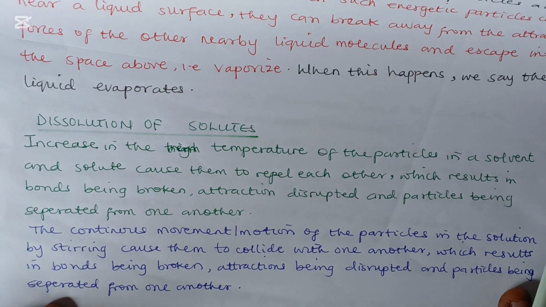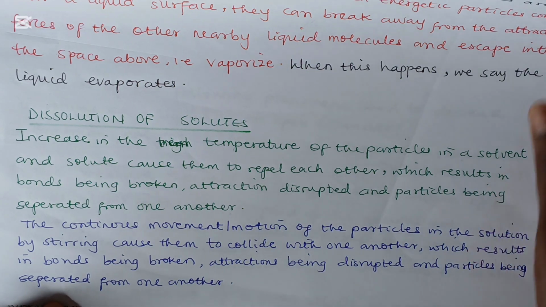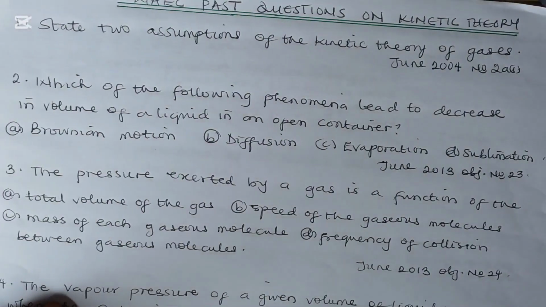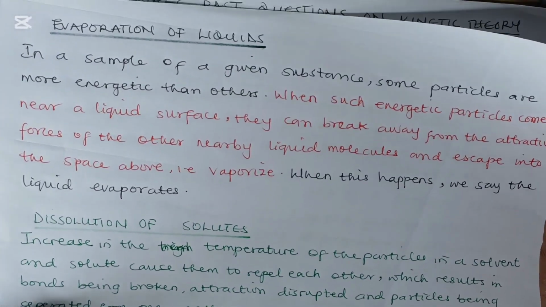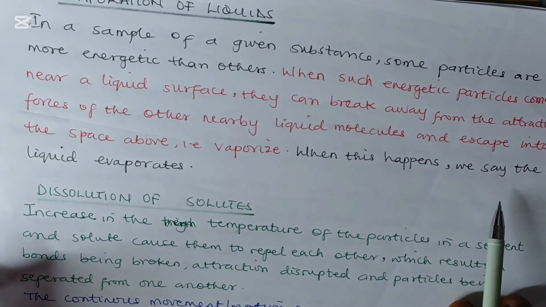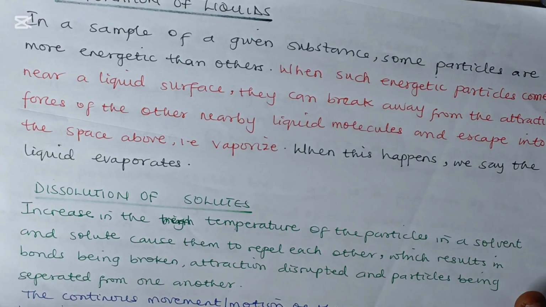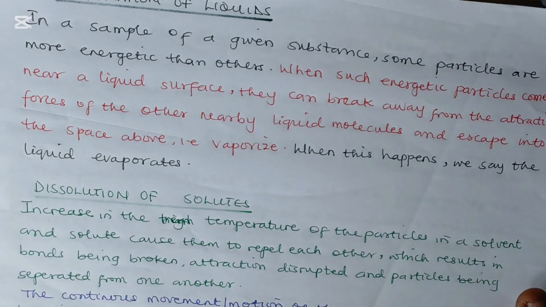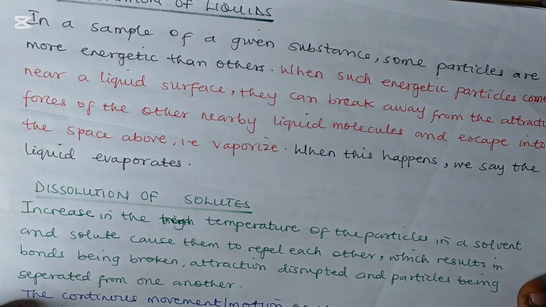The bonds holding the particles break, then attractions are disrupted, and then the particles get separated from one another. And at this point, dissolution of the solute occurs. That's a state in which a salt dissolves in the given solvent. So an increase in temperature brings about an increase in the dissolution of solutes, and it has to do with particles colliding with themselves, breaking bonds, and being free from water.